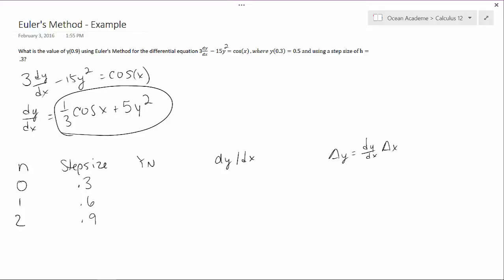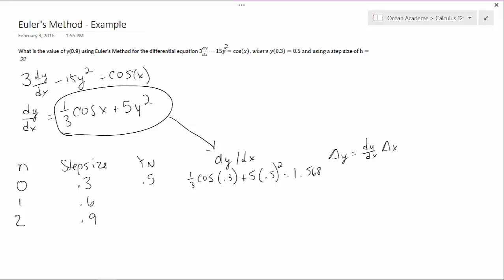Now our yn is 0.5. The dy over dx is this expression here. So we've got 1/3 cos, and where we see the x, we put in our step size, and where we see our y, we put our yn, so that's 0.5. And this works out to be 1.568.